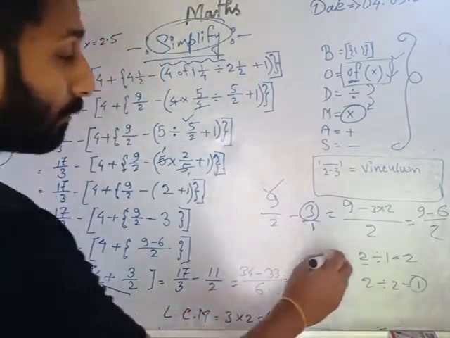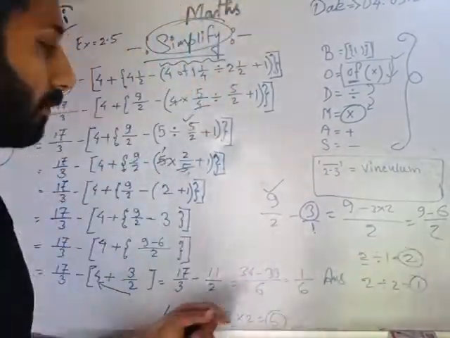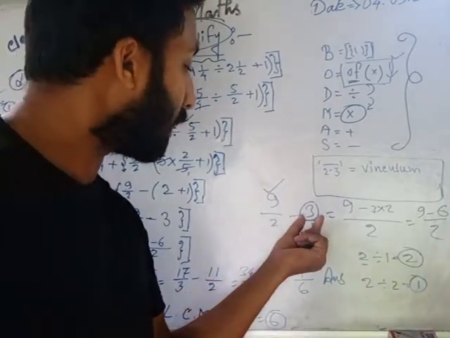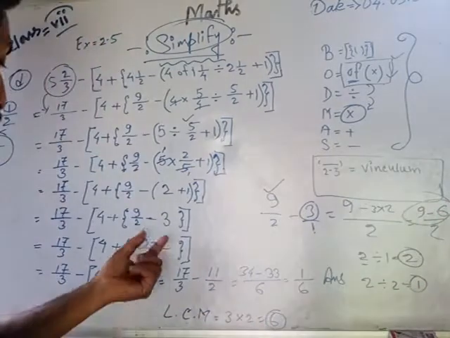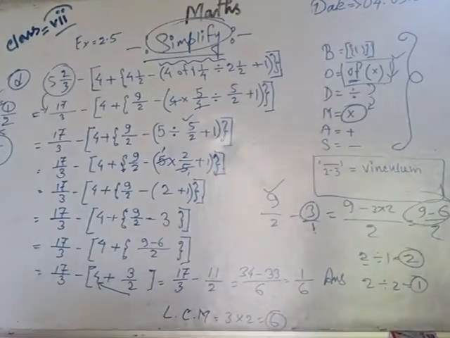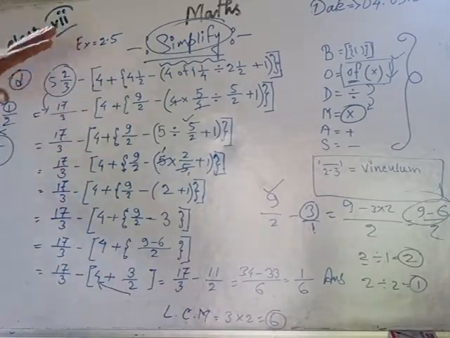But if 2 divided by 1, that means 2 right over here. On that time 2 multiplied with 3, that is 6. 9 minus 6, that is 3. So we should write here 9 minus 6. After that 9 minus 6, that is 3.